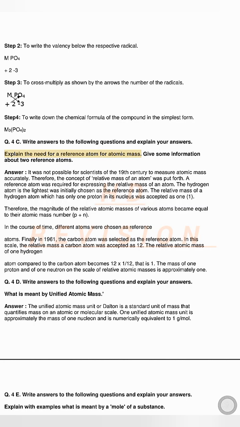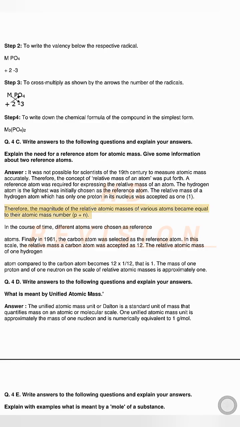Q4. C. Write answers to the following questions and explain your answers. Explain the need for a reference atom for atomic mass. Give some information about 2 reference atoms. Answer. It was not possible for scientists of the 19th century to measure atomic mass accurately. Therefore, the concept of relative mass of an atom was put forth. A reference atom was required for expressing the relative mass of an atom. The hydrogen atom as the lightest was initially chosen as the reference atom. The relative mass of a hydrogen atom which has only 1 proton in its nucleus was accepted as 1.